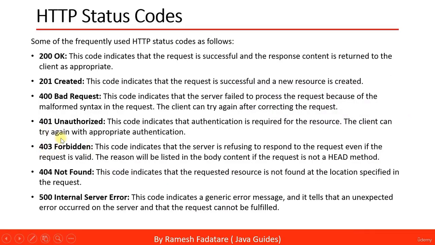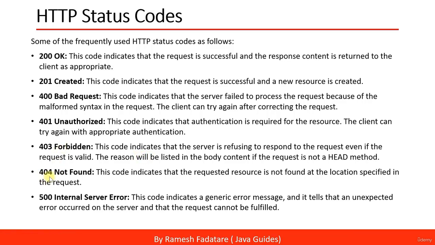So let's take a look at the status code 403 forbidden. This status code indicates that the server is refusing to respond to the request even if the request is valid. Well, 403 forbidden is similar to 401 unauthorized, but 403 forbidden is the status code used whenever a client tries to access an unauthorized resource. For example, if a resource is protected with some authorization and the client tries to access that protected resource, then the client should get the 403 forbidden status code from the server.